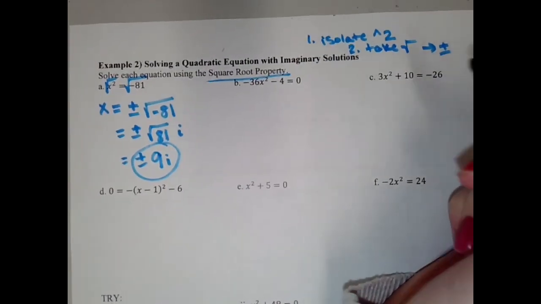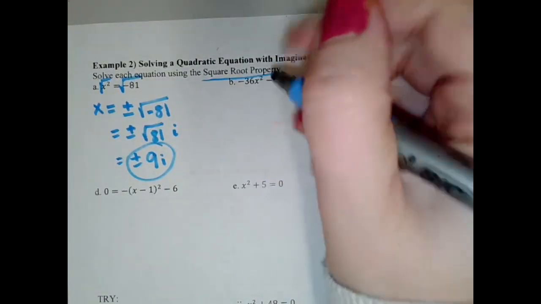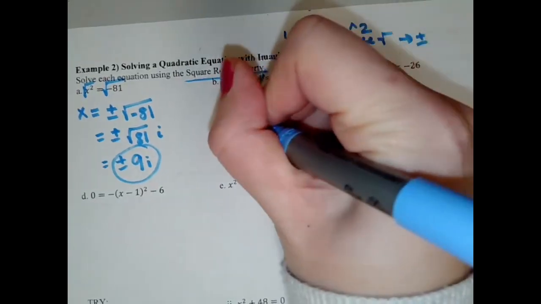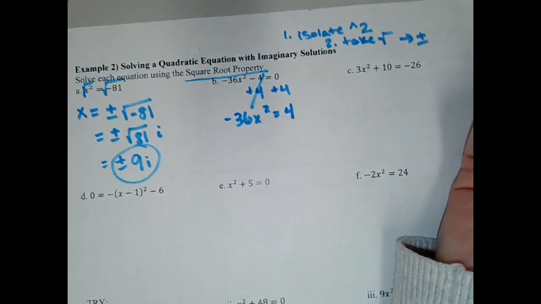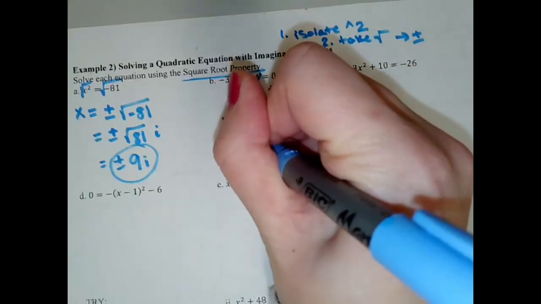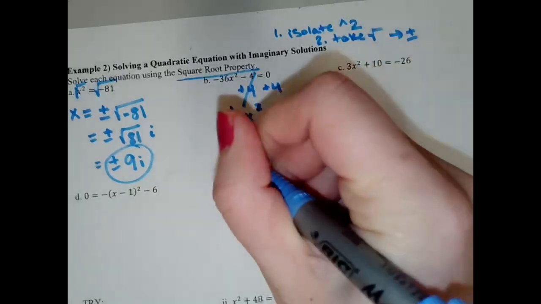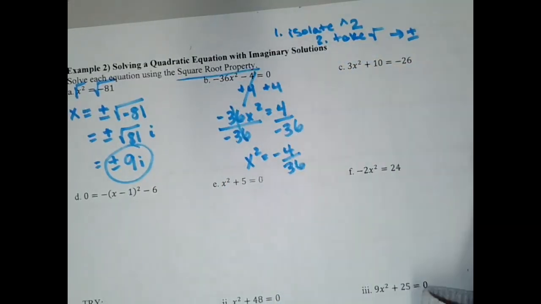Again, step 1 is to isolate whatever is being squared. So I'm going to go ahead, and order of operations does matter here. I must add 4 first, giving me negative 36x squared equals 4. Then, to get x squared by itself, I need to undo multiplication using division. So I'm going to divide each side.